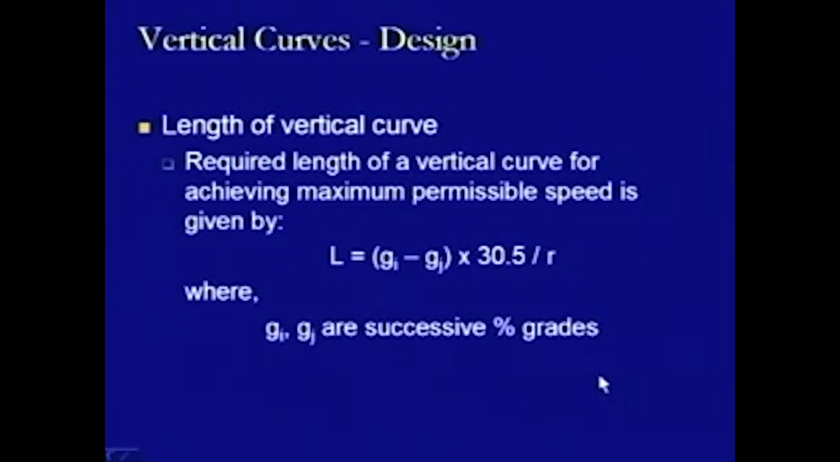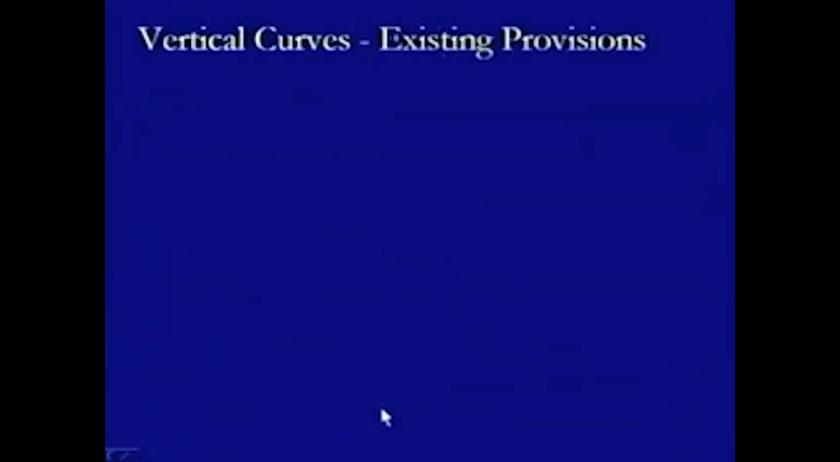Here Gi and Gj are the successive percent grades, they are not in radians. They are in radians when we take them in fractional form. R is the rate of change of grade. Now, this is one of the provisions by which we can compute the length of the vertical curve.